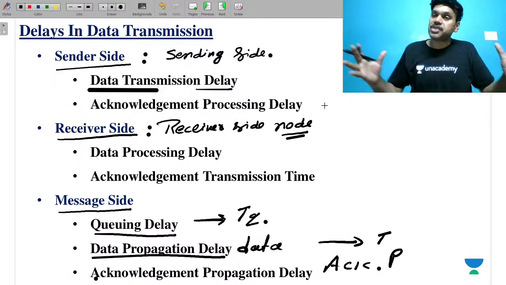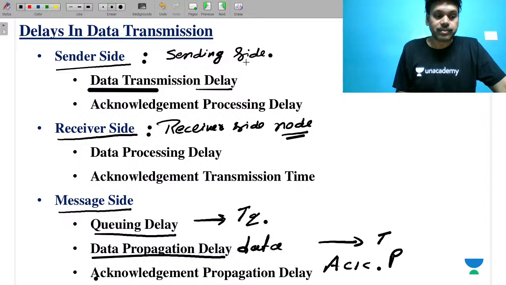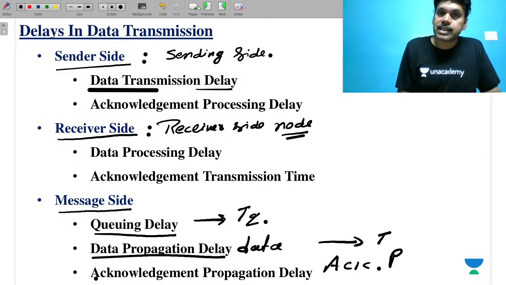Now let us mix all these parameters into a single example. Let us start a sample example here.